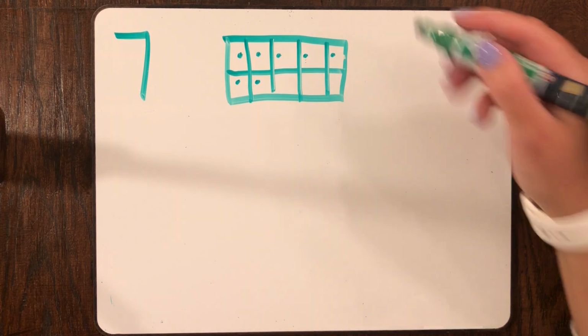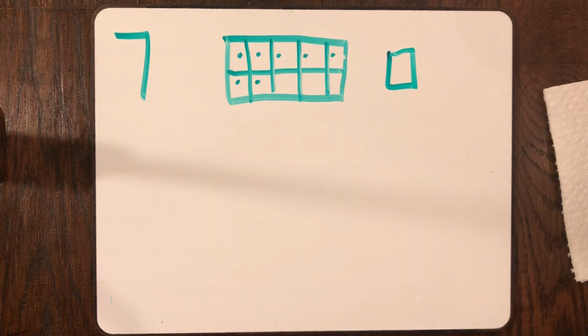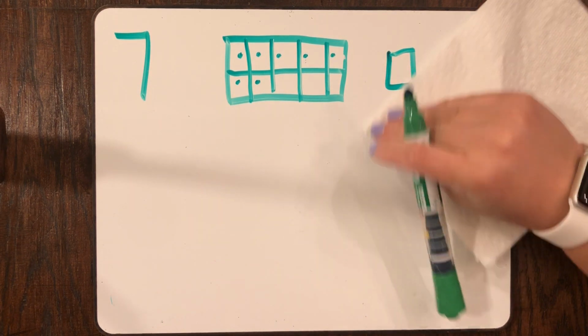Let's think of another way I could represent 7. What about a dice? I have a dice, but if you remember right, a dice only goes up to 6. So does that mean I can't use dice?